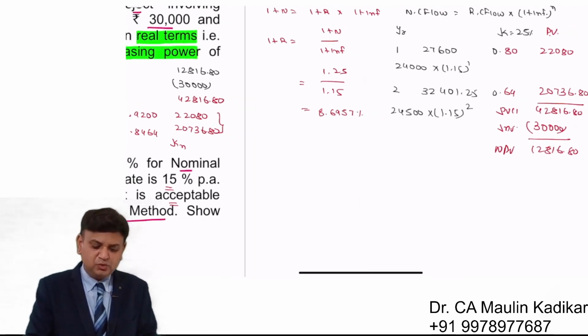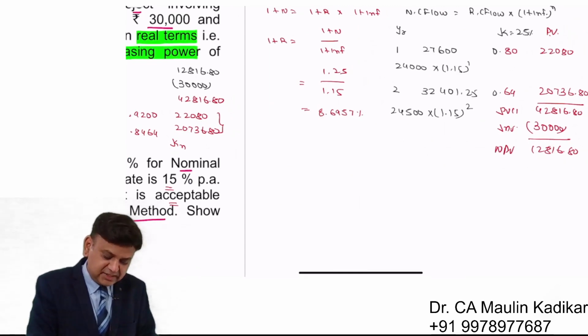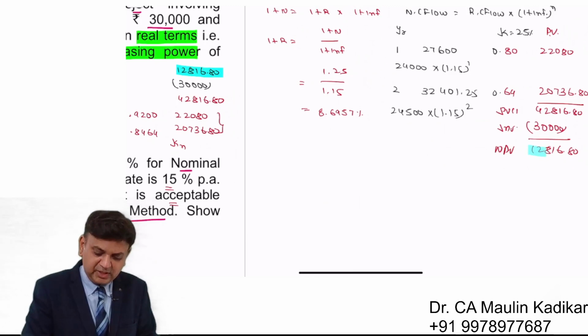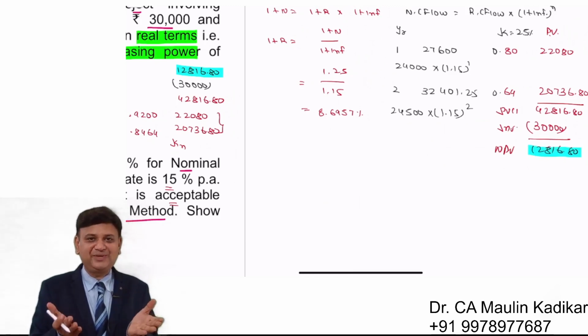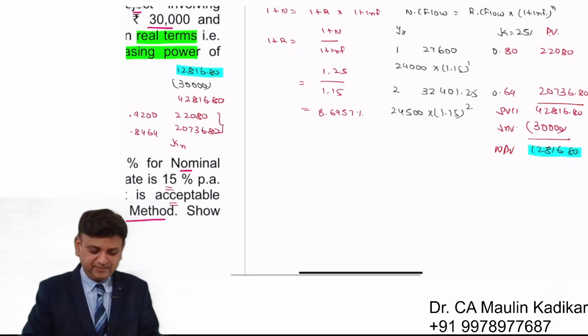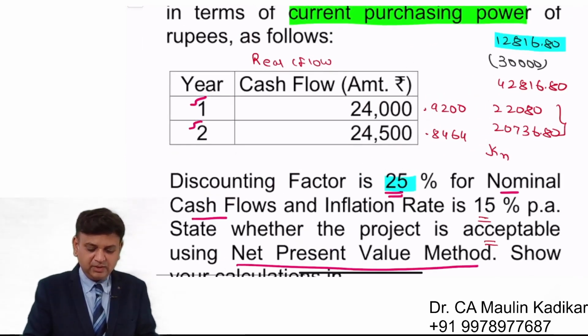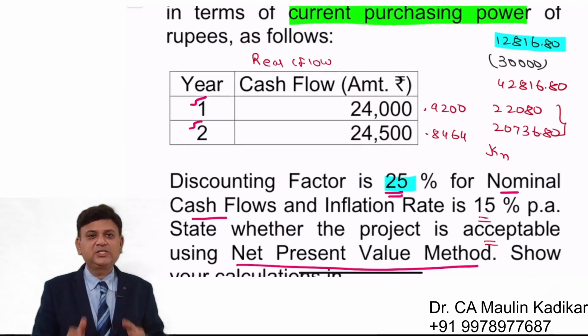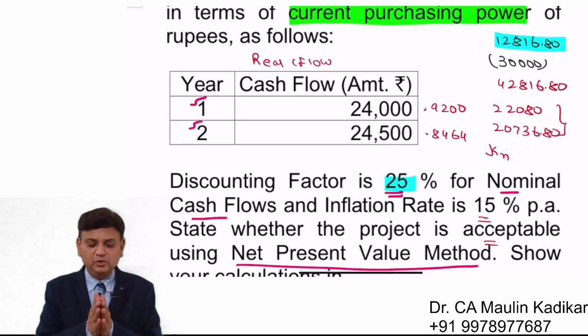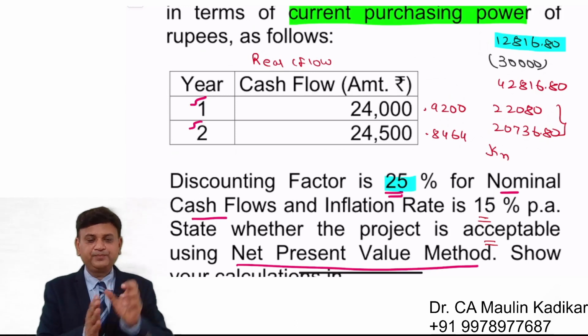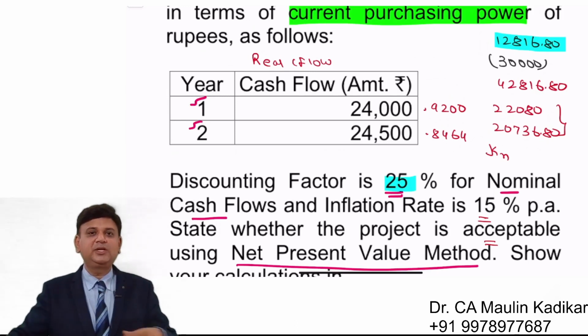And of course, dear students, you can understand that in case of the real cash flow approach and in case of the nominal cash flow approach, you are going to get the same answer. This is the approach that we have to adopt. I just repeat that. In case of the nominal cash flow approach, the real cash flow will be converted into nominal term and then it is discounted with the nominal cost of capital.